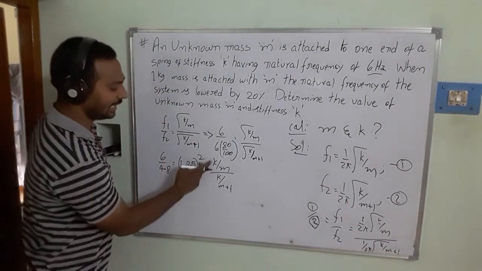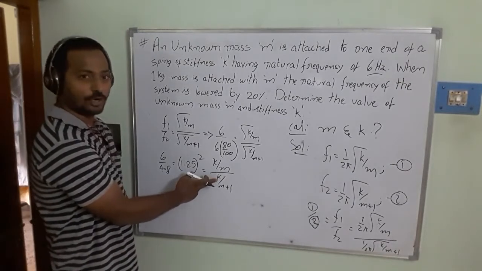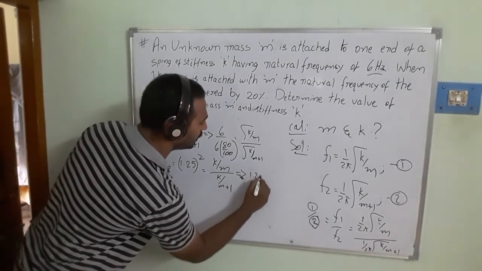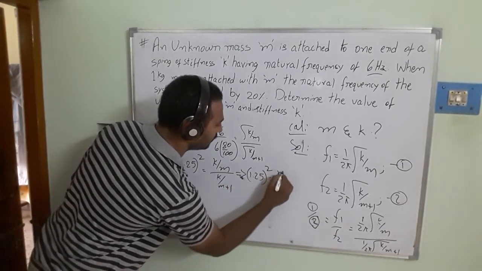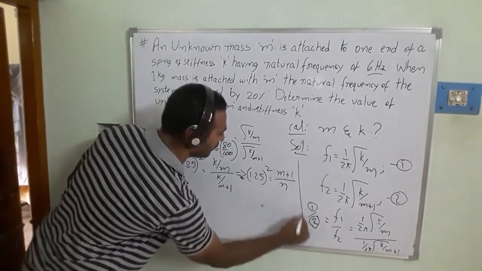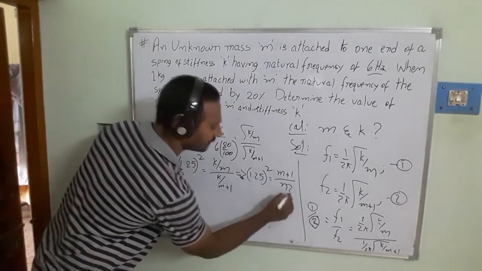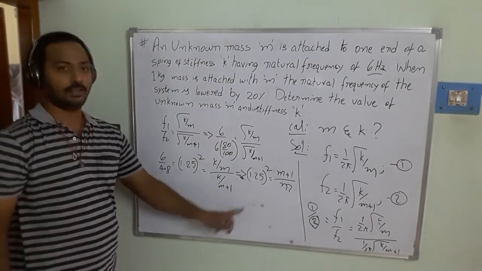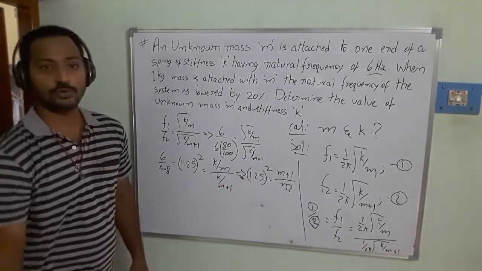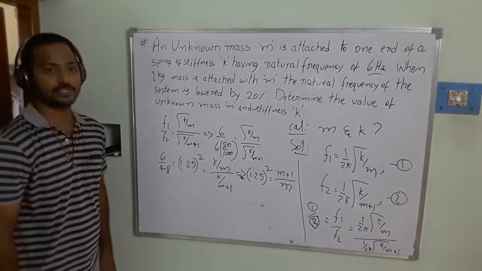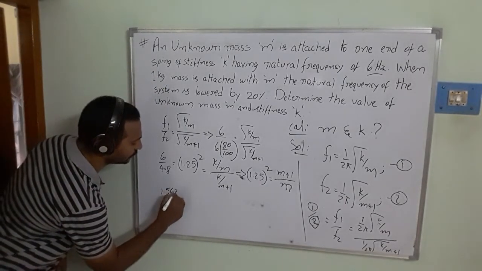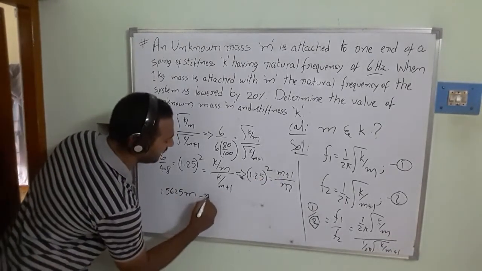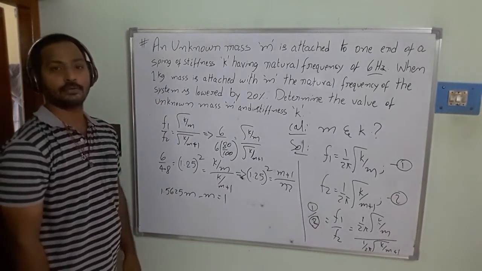So from this equation, the k is going to be cancelled. From that I am going to be writing here, further simplification from this equation, 1.25 whole square is equal to (m plus 1) by m. This is the equation we got. So further simplification from this one, 1.25 whole square, and I am going to be multiplying that equation: 1.5625 m minus m is equal to 1, right?